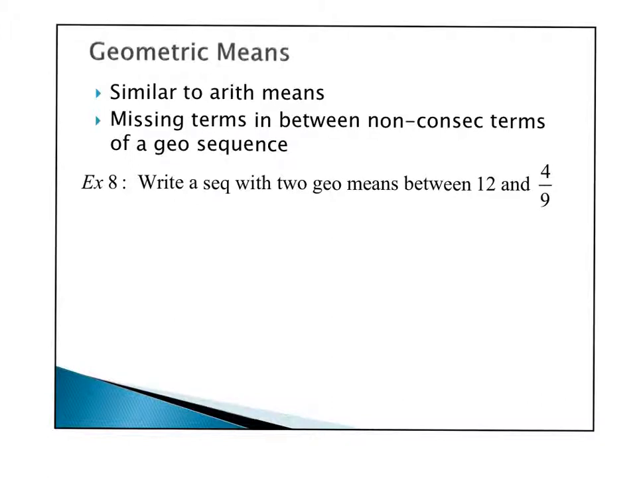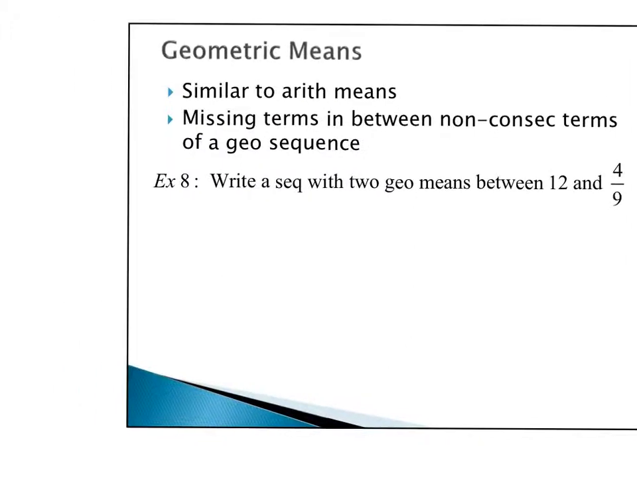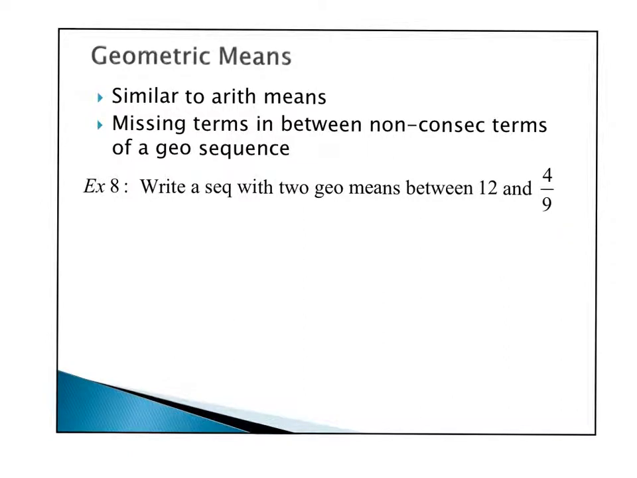When we were trying to find our geometric means, this is a lot like the arithmetic means. Basically, we're going to have the same idea for our setup. So if I want to write a sequence that has 2 geometric means in between the values of 12 and 4/9, that's kind of like saying 12, blank, blank, 4/9. And just like we saw with arithmetic, if I have 2 blanks, I have to multiply by r 3 times.